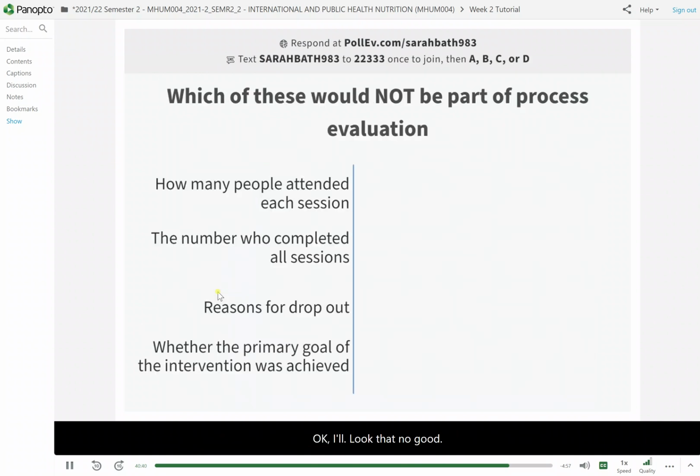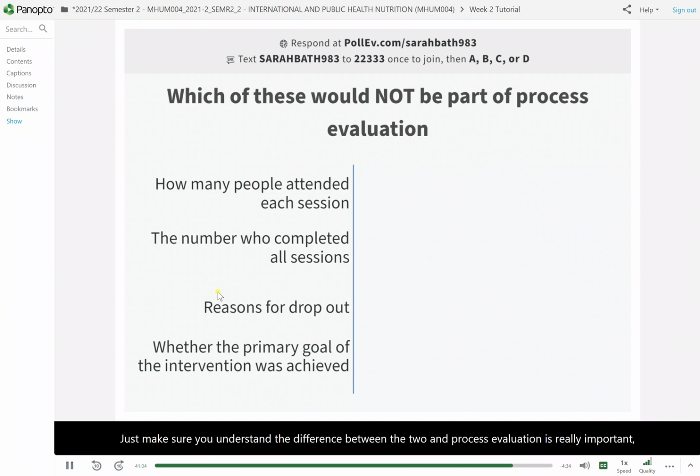Okay, I'll lock that now. Good. Okay, so most people selected primary goal being achieved as not process evaluation, and that was the correct answer. So for anybody who got the other answers, go back to the lecture on evaluation, just make sure you understand the difference between the two.